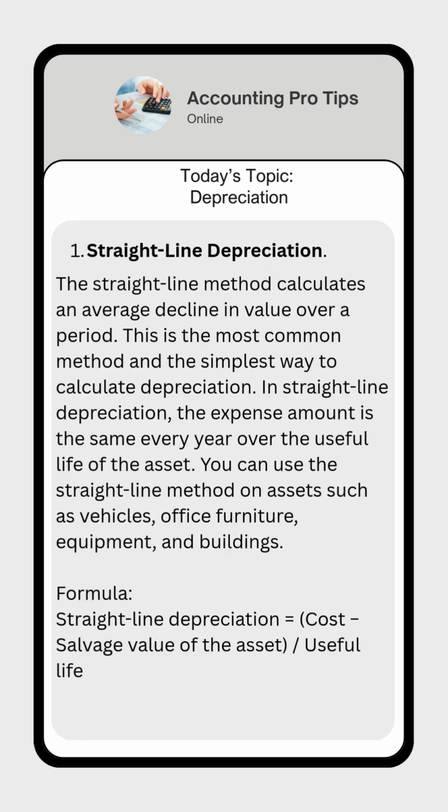1. Straight line depreciation. The straight line method calculates an average decline in value over a period. This is the most common method and the simplest way to calculate depreciation. In straight line depreciation, the expense amount is the same every year over the useful life of the asset. You can use the straight line method on assets such as vehicles, office furniture, equipment, and buildings. Formula: straight line depreciation equals cost minus salvage value of the asset, divided by useful life.